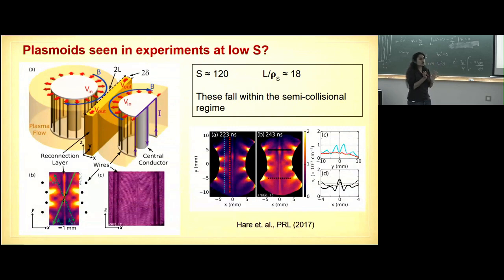Of course, they did not go beyond this to test out the boundaries of the semi-collisional regime, because our paper did not come out until after this experiment. They could have potentially done that to make sure that these are the semi-collisional plasmoids that one is seeing. So this is experimental evidence for plasmoids that could come up at low enough Lundquist numbers.